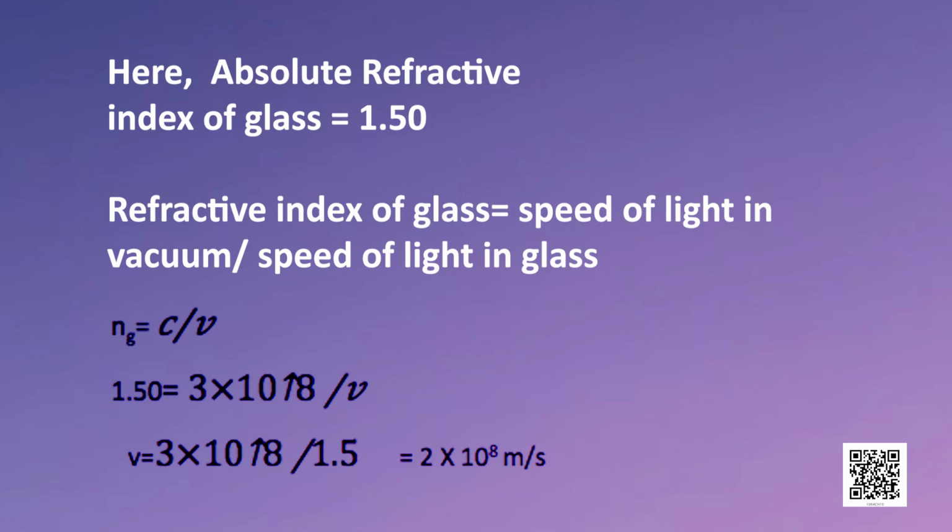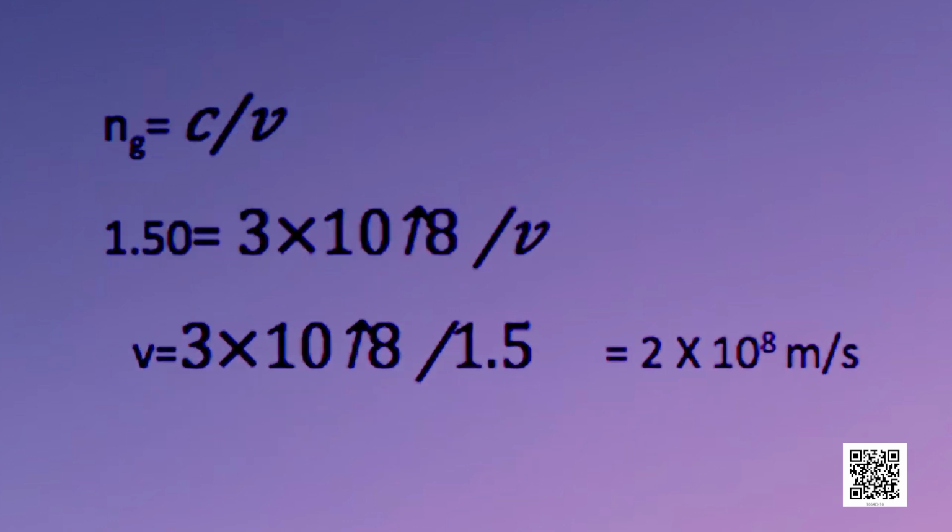Refractive index of glass is given by speed of light in vacuum upon speed of light in glass. Substituting the values, we will have Ng equal to c by v, that is, 1.5 equal to 3 into 10 to the power 8 upon v. Using mathematical calculations, we can find the value of v to be equal to 2 into 10 to the power 8 meter per second. One numerical has been done with you all. Do practice more numericals from your textbook.